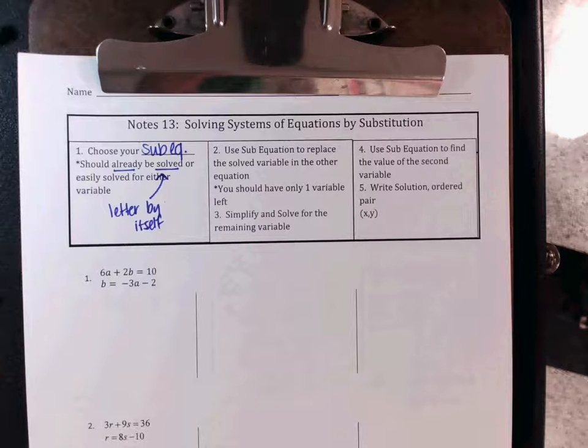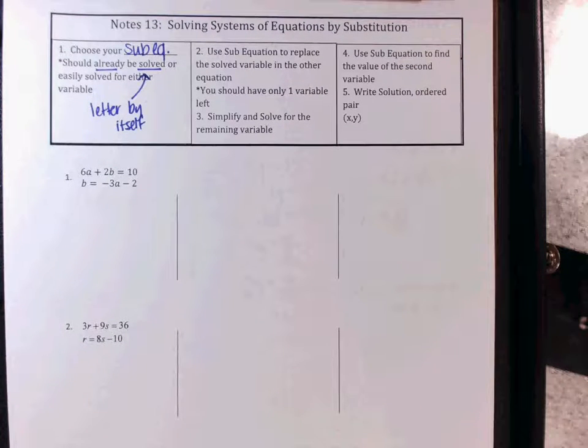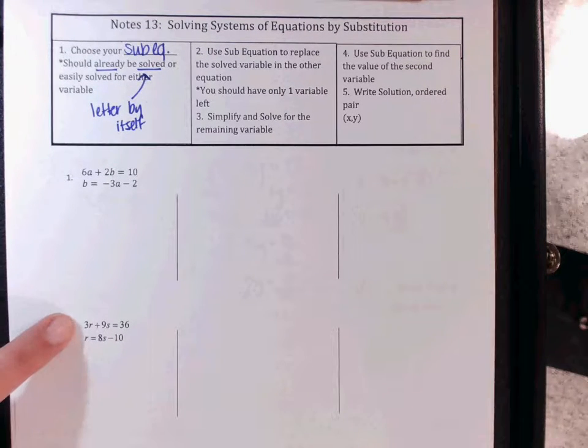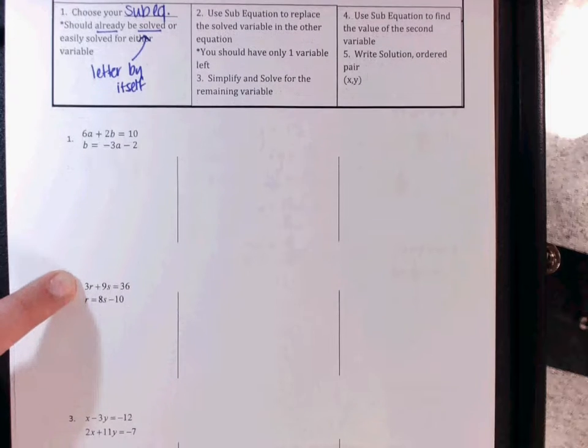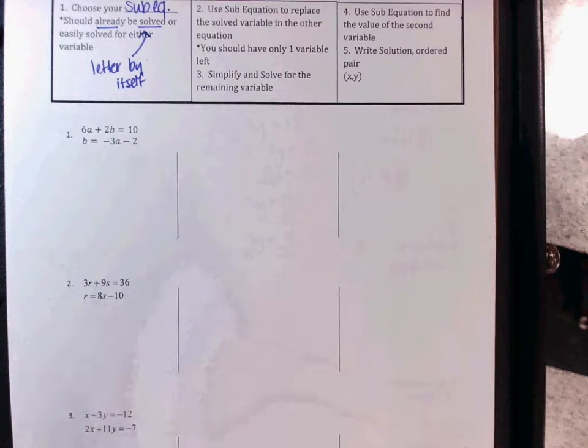Okay, after notes. Now we're going to skip number 1, and we're actually going to do the second example first. So look down at number 2, look at your equations. Down here, top or bottom, which of those has a letter already by itself? The second one. So write that one down.